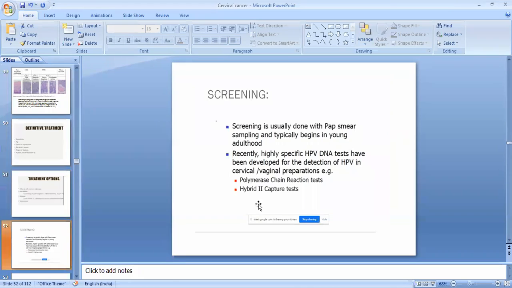Then screening, as I said, is usually done with the pap smear. Some sample is collected through a spatula or cytobrush, and this is taken on a slide, stained, and looked at under the microscope. Now for HPV, from the same sample, some is separated out for HPV detection. HPV DNA is detected in the other half of the sample. Polymerase chain reaction could be used, and hybrid capture. People mostly do polymerase chain reaction to detect the HPV DNA.